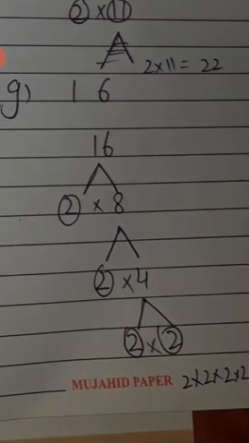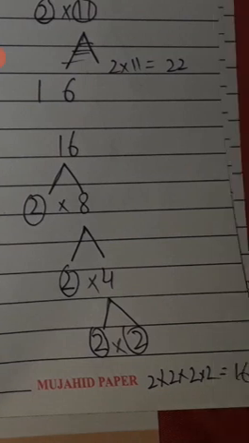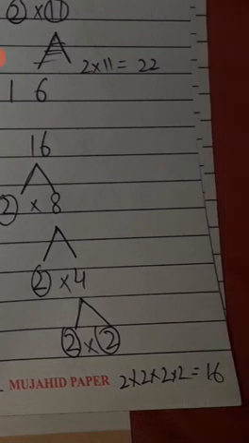Now 16. 2 multiplied by 8. 2 is a prime number and 8 is a composite number. Again break it into two parts: 2 multiplied by 4. 2 is a prime number. Circle it, and 4 is a composite number. 2 2s are 4. 2 and 2 are also prime numbers. So we have got 2, 2, 2 and 2 as the prime factors of 16. 2 2s are 4, 4 2s are 8, and 8 2s are 16. Okay.